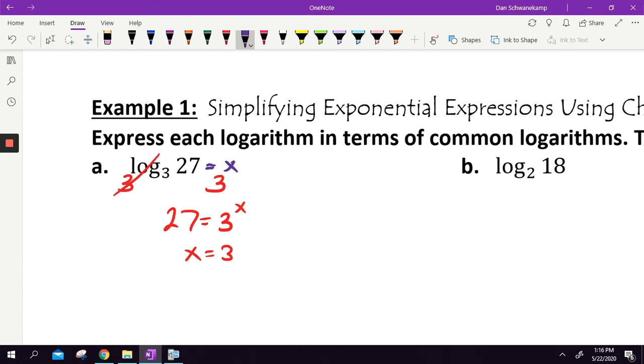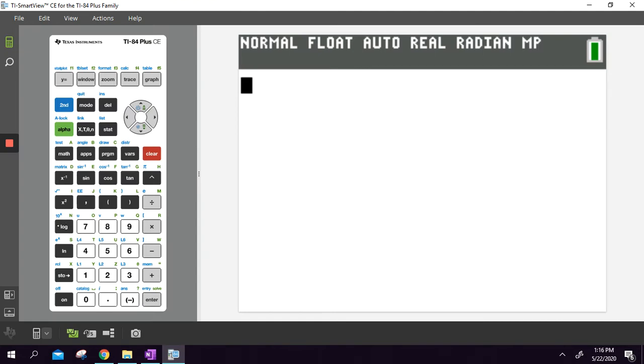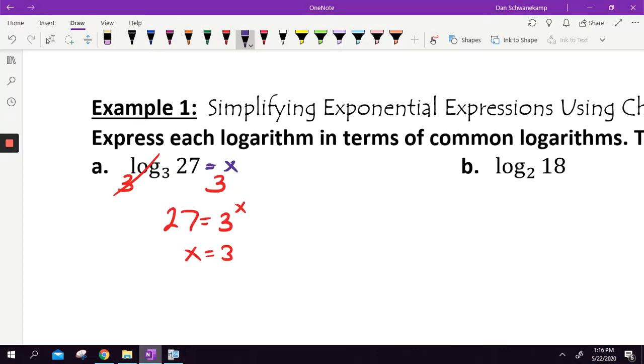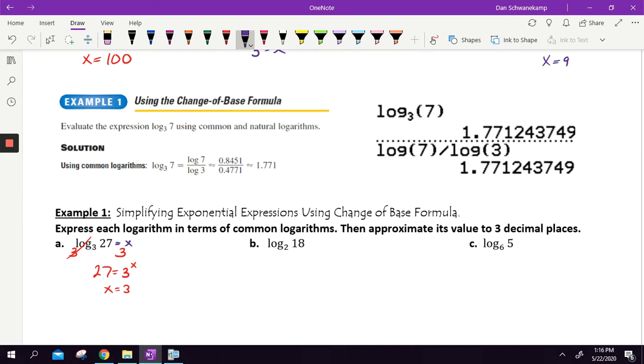That's great. You can do it that way, but it's not always going to be that easy, and so we need to use our calculator to do that. We do not use this button right here by itself. We can't just use log because that's a base of 10. What we're going to learn today is called the change of base formula. You can see what they talked about right here. To do log base 3 of 7, you take the log of the number, so the log of the big number, divided by the log of the base.